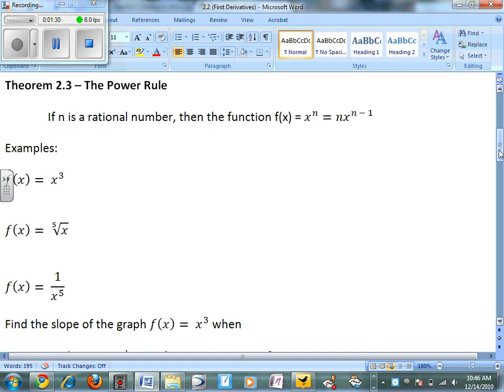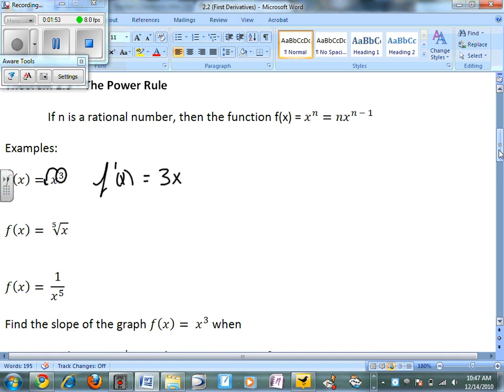The power rule. If n is a rational number, then the function f of x equal to x to the n has derivative n times x to the n minus 1. All that is saying is we're bringing down our exponent and subtracting 1 from that exponent. So the derivative of f of x equal to x cubed is just 3x squared. Just bring down our exponent, subtract 1.